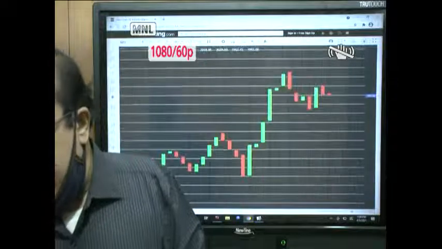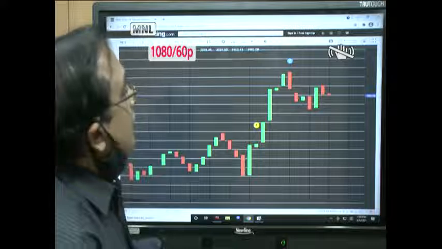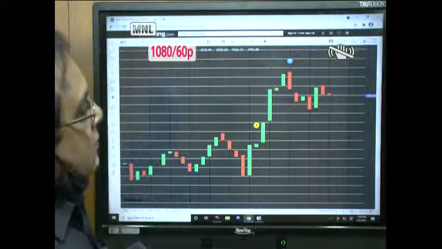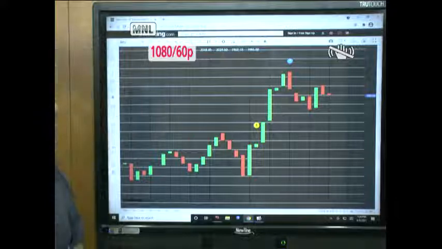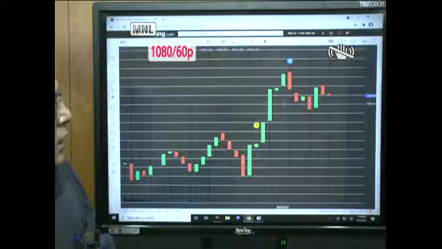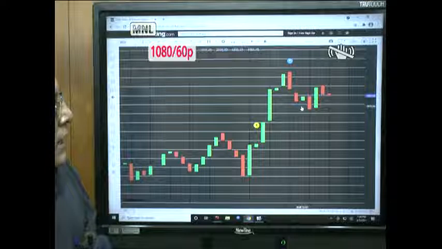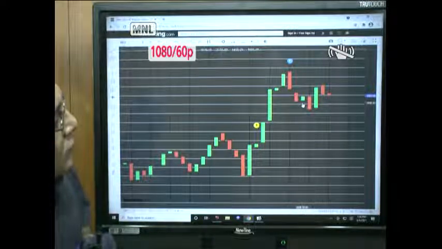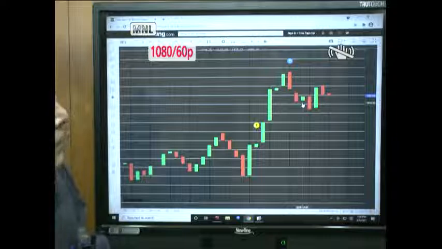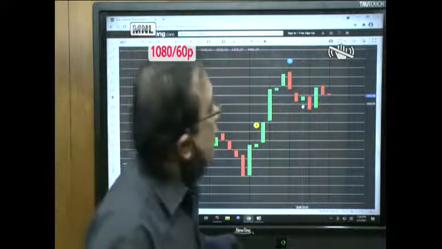So the big picture, monthly chart. The monthly chart is on the upside because of the break of this particular level, and so we should be looking towards buying on any dips towards this particular low, which is 1855. So right now it's 1992.